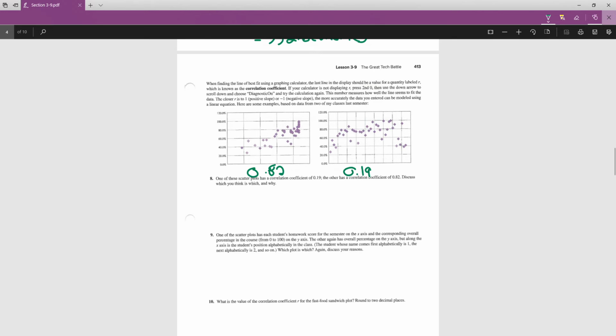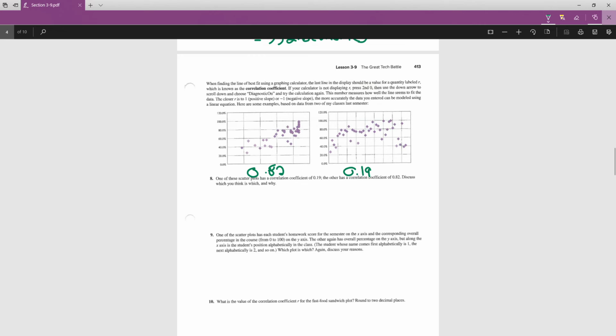Number 9 says then, okay, let's actually put real data to this and see what we think would go with each one. Number 9 says one of the scatter plots has the homework score on the x-axis and their grade in the class, their percentage in the class, on the y-axis. The other one still has the grade on the y-axis, but now instead of their homework score, we've put their name alphabetically. So the first person in the class alphabetically is number 1, the second person in the class is number 2, and so on. Which one do you think is which?